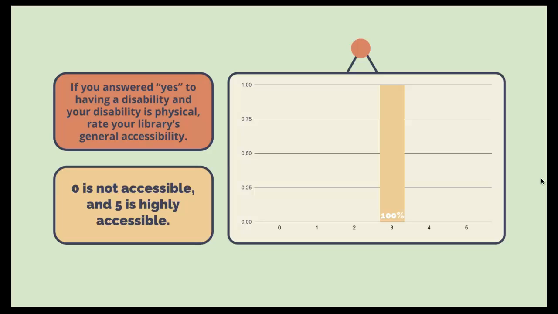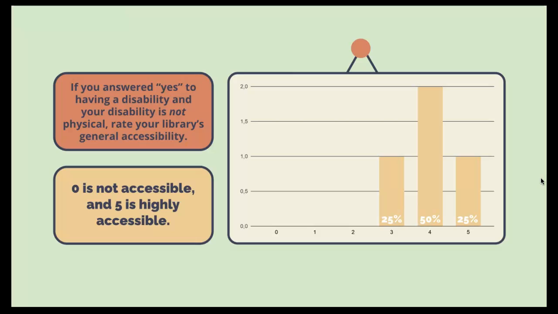So then the next question was, if you answered yes to having a disability and your disability is physical, rate your library's general accessibility. So there was 1 response. Once again, 0 not accessible, 5 highly accessible. This person rated a 3, and then did not provide any elaboration on it. So we just have a 3.